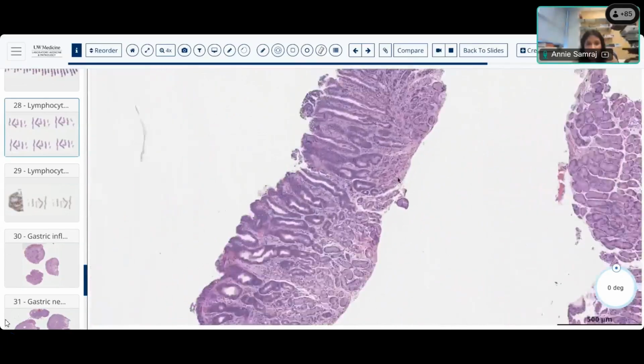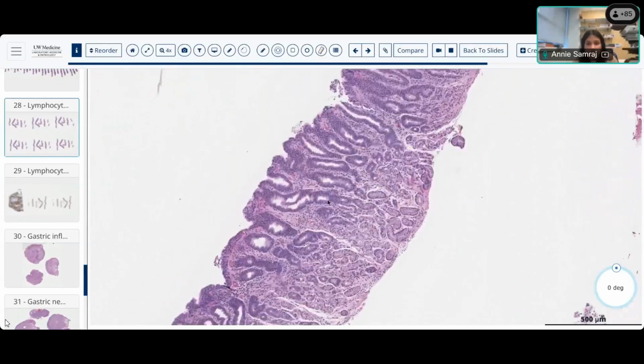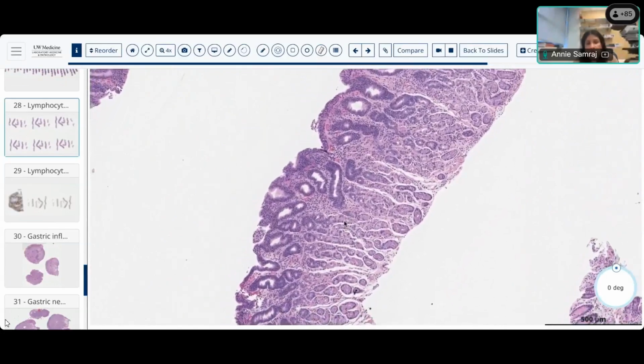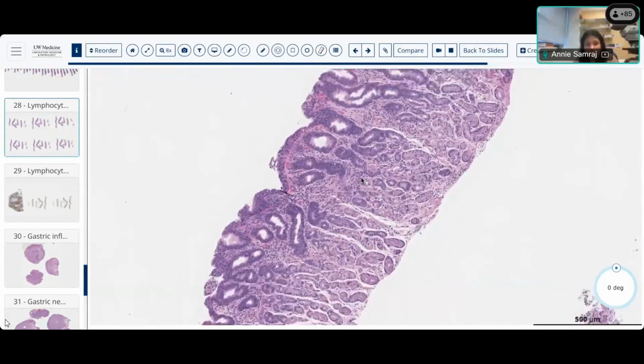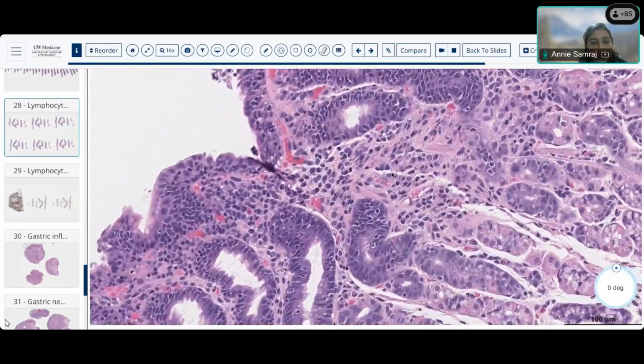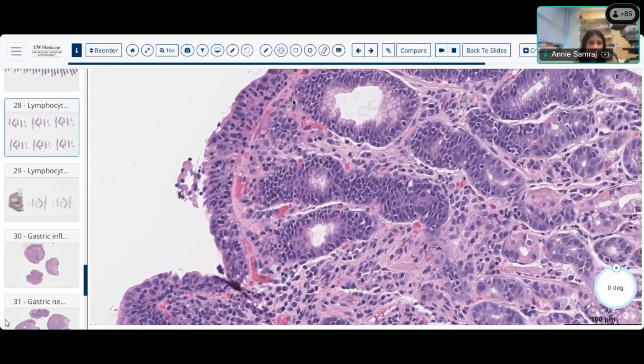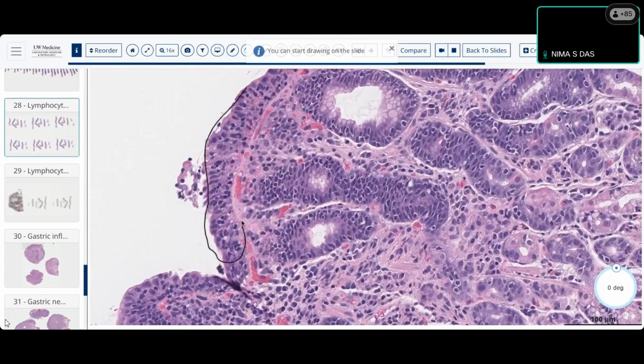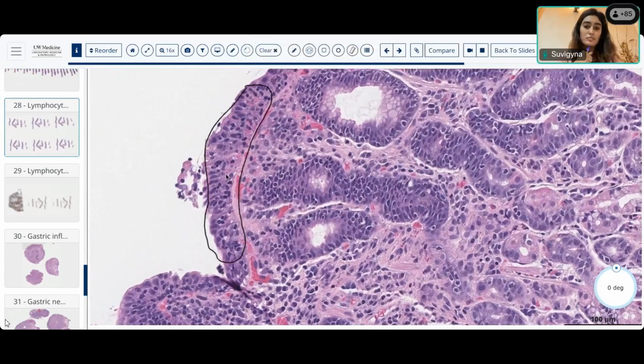And here is another condition that is sort of a precursor to the maltoma. How would you describe the epithelium here? What is abnormal about the epithelium? There's loss of polarity and also there's flattening. Yes, so no foveolar mucin.